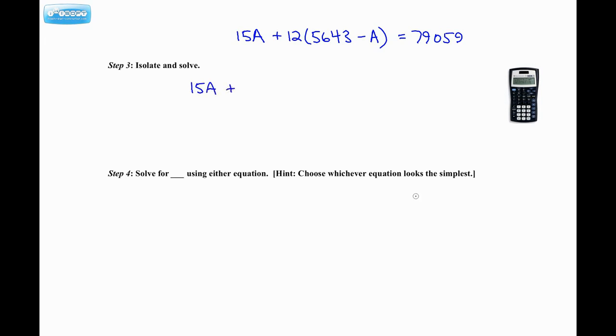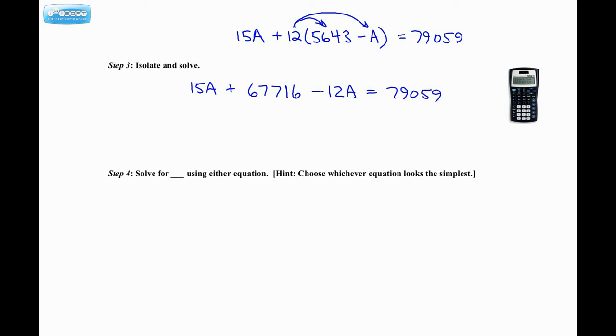plus, now there's a calculator icon here, so that means I'm going to use a calculator. On a test, a question like this, I would let you use one. So this gives you 67,716. Next, positive 12 times negative a. Remember, I'm applying the distributive law here. So this gives me minus 12a. And that's still equal to this number here.